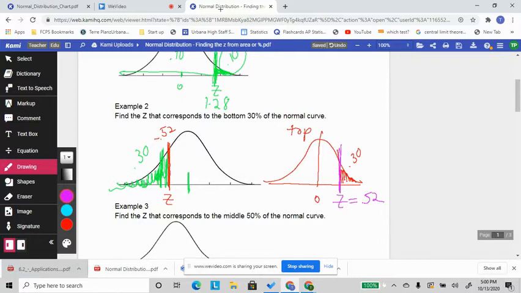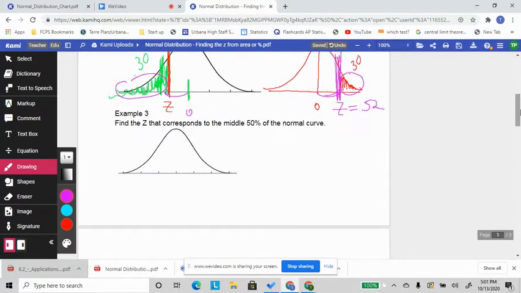So a Z that corresponds to a top 30 and a bottom 30 are exactly the same distance from the mean. They're the same distance from the mean. The only difference is this tells me I'm on the positive side and the top 30. This tells me I'm on the negative tail and the bottom 30. Okay, remember, just as a reminder, we never subtract z-scores. We only subtract areas. The z's are places, or place values on this normal curve.